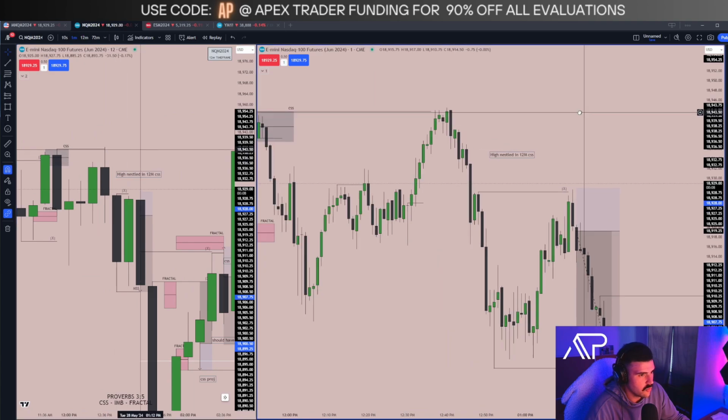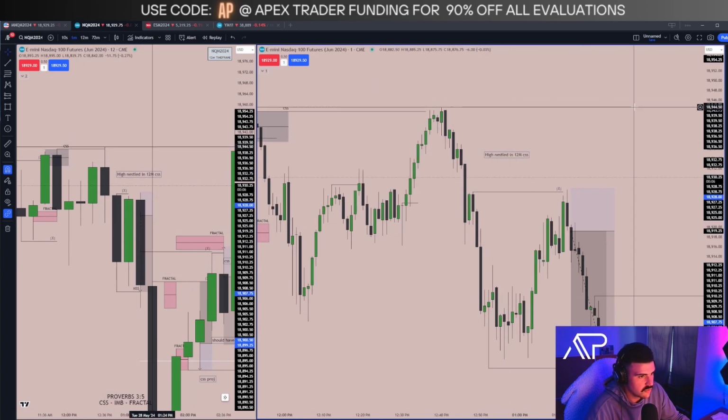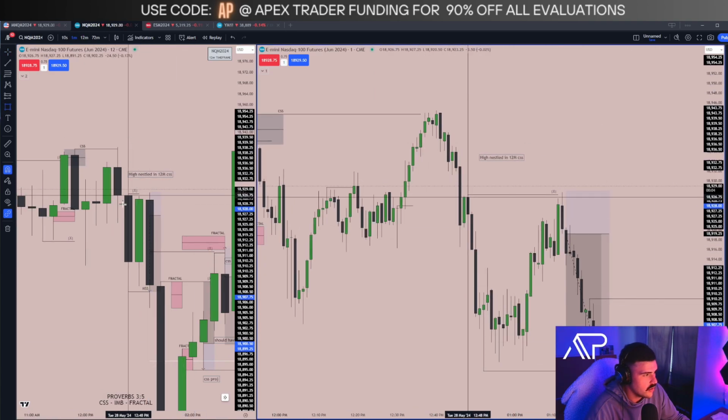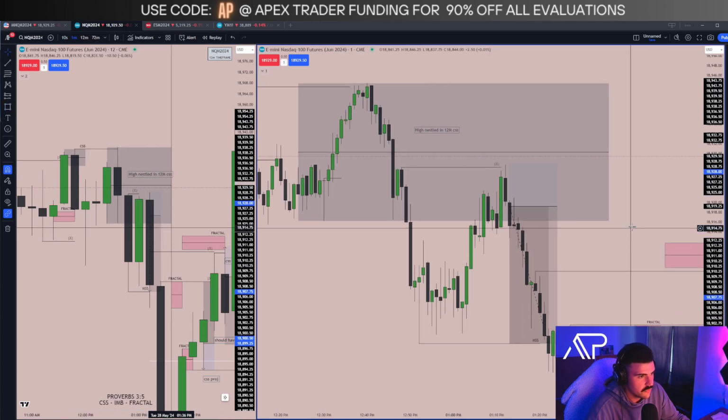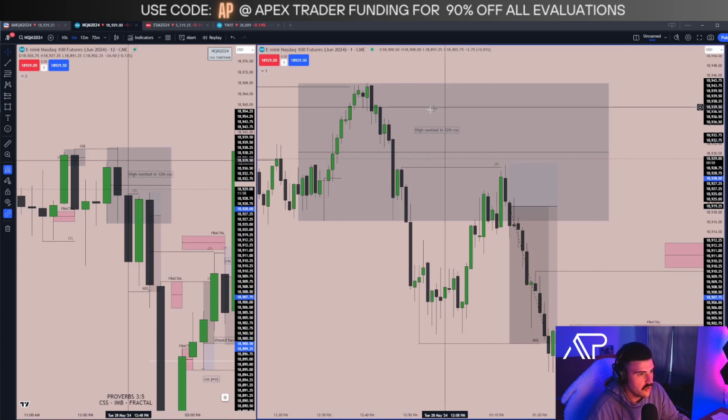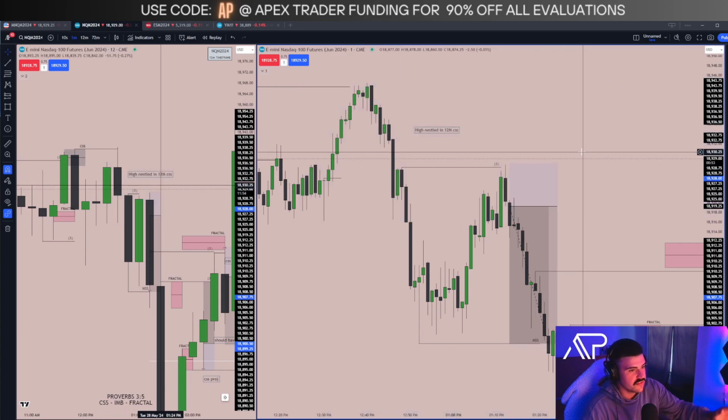We close back in within the range. You can see we get the strong displacement right here. What do we form right here? A 12 minute CSS right here, okay? Strong displacement away. We start to gravitate back towards this 12 minute CSS. What do we see resting in here?